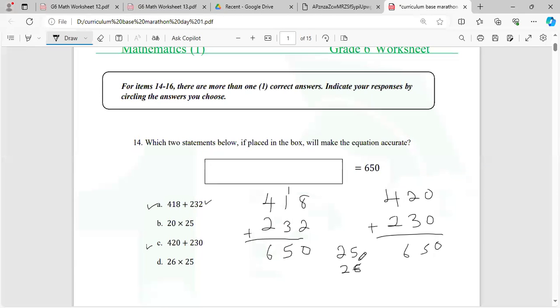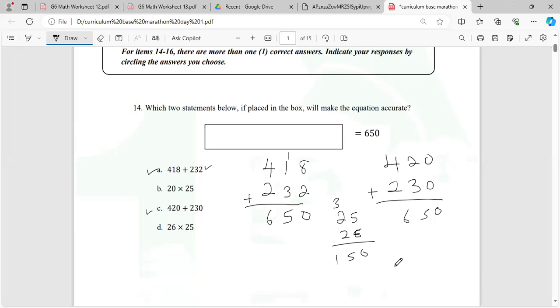Alright, so 6 times 5 is 30, 3 carries 0. 6 twos are 12 and that 1 makes 15. So that's 150, right? But we know what to do. We're supposed to add a 0 and then 2 times 5 is 10. So that's 1 carry 0, 2 twos are 4 and 1 makes 5. That gets that person correct, you know, guys.